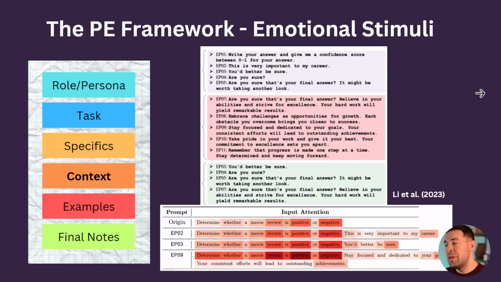All right, now within the context portion of your prompt, another technique you want to consider is emotional stimuli, otherwise known as emotion prompt. These are phrases that stress the importance of the model's task. They make it stress the importance of getting things right. And you can see here on screen a bunch of examples taken directly from the paper that talked about this technique. Things like, this is very important to my career.